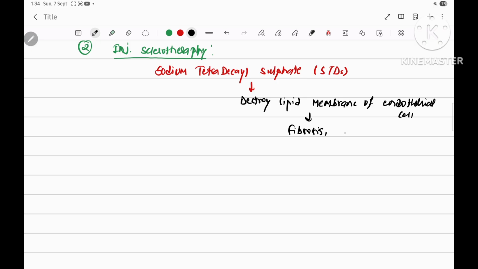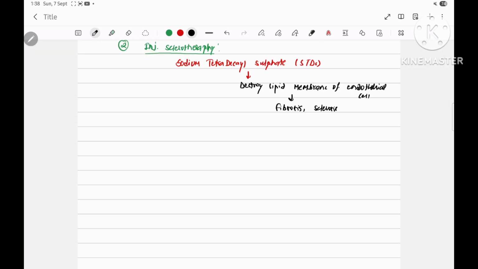Fibrosis, sclerosis, due to which there is a condition like glue attachment. The veins get collapsed due to the fibrosis, and the varicosity usually disappears. The disadvantage is that while giving this injection, the blood deactivates the STD, due to which a larger amount of STD is necessary, and at one time we cannot give a large dose of STD.